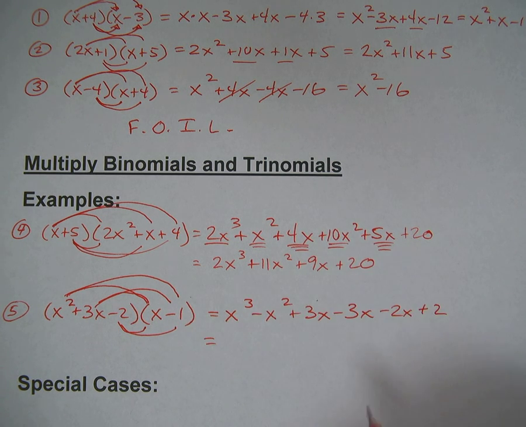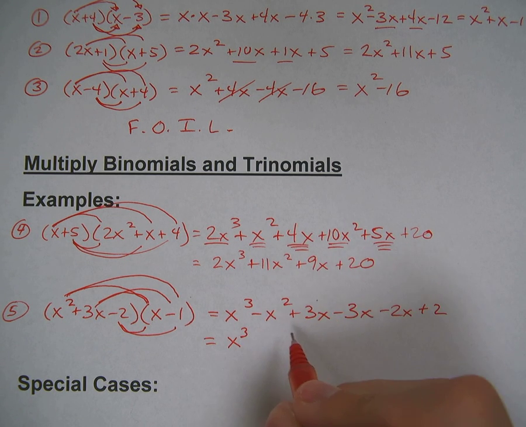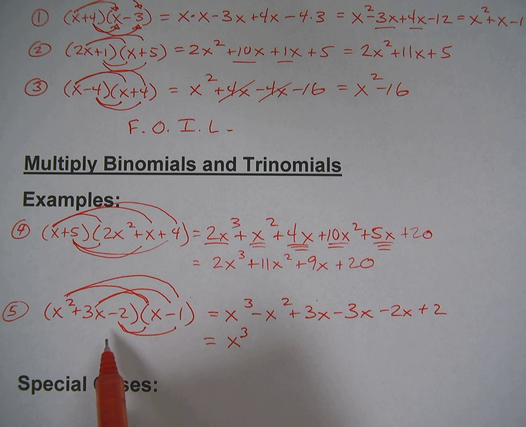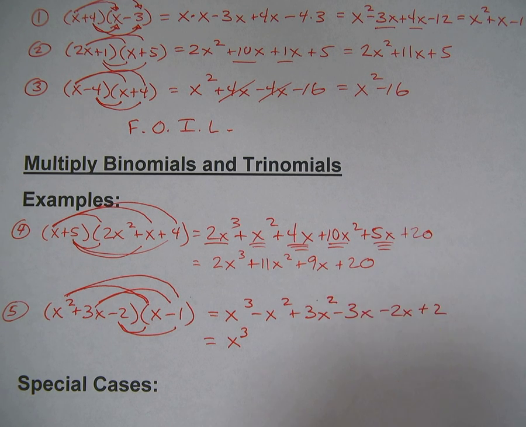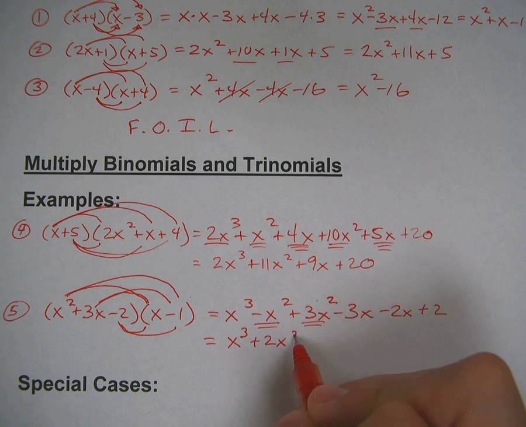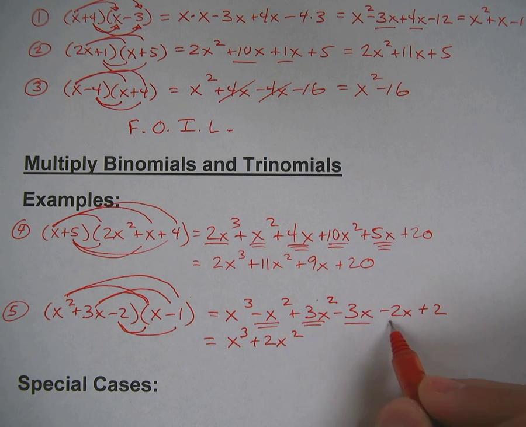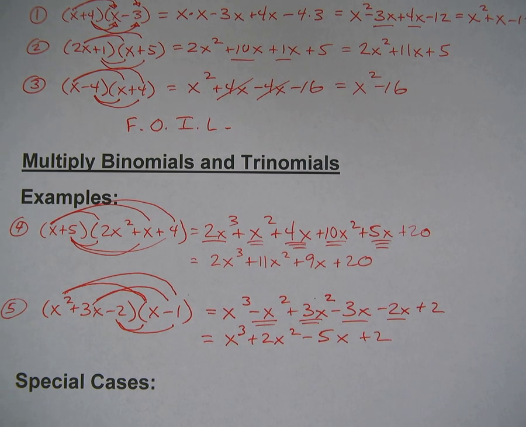Alright, so let's combine some like terms. X to the third. Let's see here. Whoops, I got a mistake in here somewhere. Looks like when I multiply the 3x times the x, this should have been a 3x squared right there. So I can combine those two. I can combine these two and add the 2. So that's all there is to it in terms of multiplying binomials and trinomials.